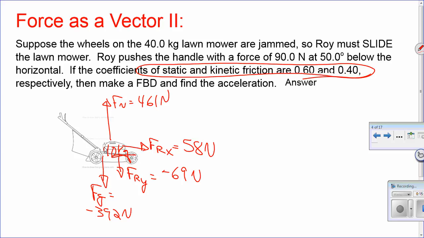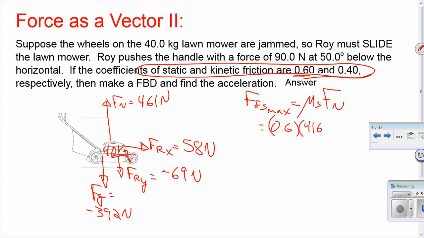All right. So, what do I need to add? Or, I guess maybe I should say, what do I need to do? Good. Calculate your maximum static friction. So that's going to be our coefficient times our normal force. So let's see, the coefficient of static friction is 0.6. Our normal force is 461.